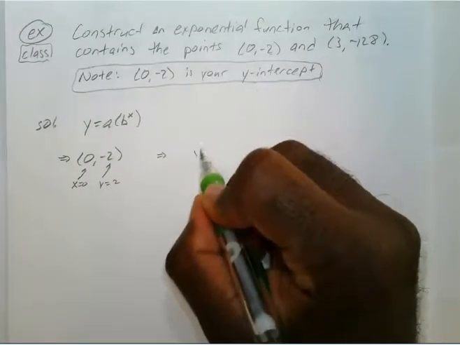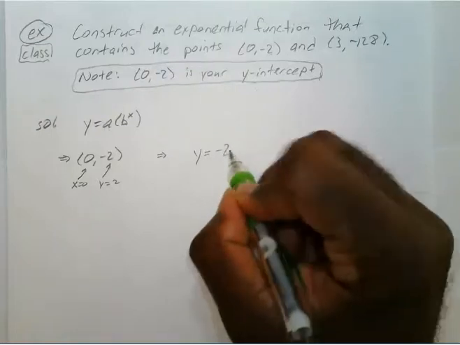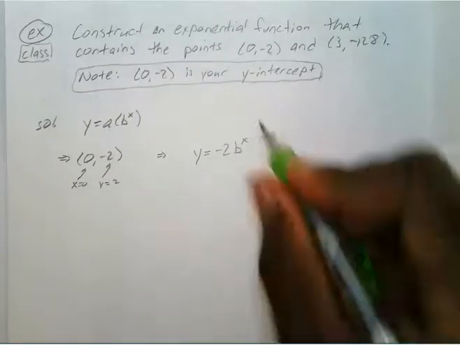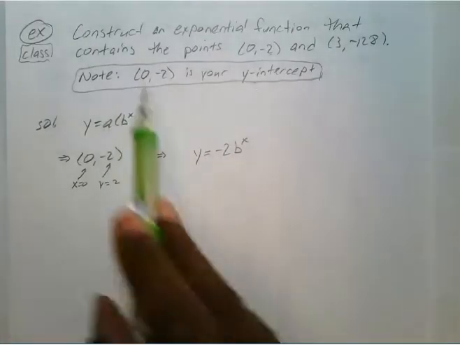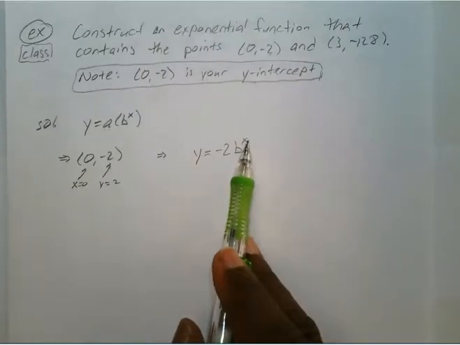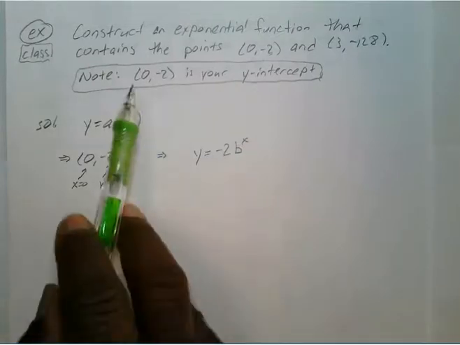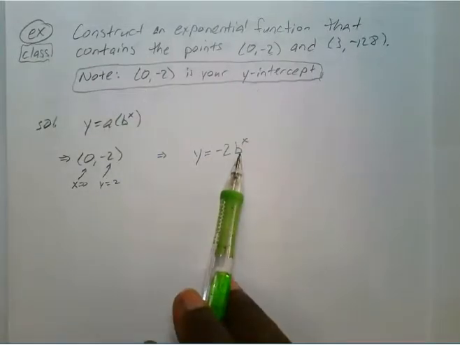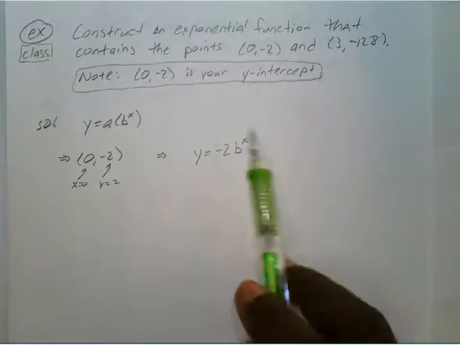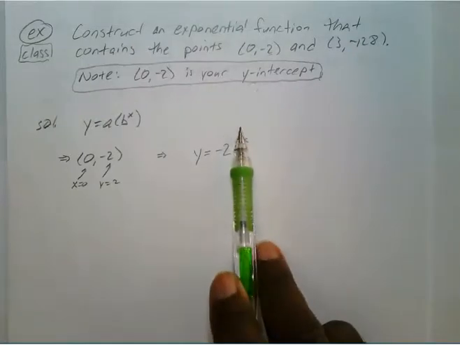Okay. So y equals -2 times b to the power of x. If you make x equals 0, you have b to the power of 0, which is 1. Okay, so you have -2 times 1, which is just -2. So when x equals 0, y equals -2, because this just becomes 1 and basically disappears.